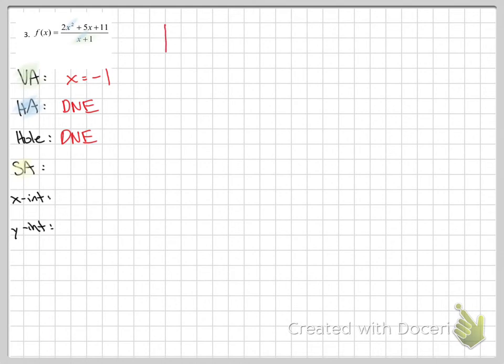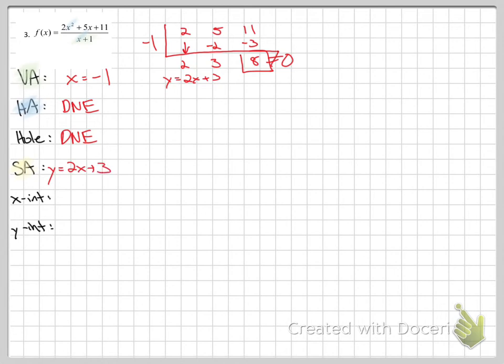So synthetic division to figure out if I have a slant asymptote. 2, 5, 11, opposite, negative 1 for the outside. Bring down the 2, multiply, add, multiply, add. This is the remainder and it does not equal 0, so I do have a slant asymptote, and it's y equals 2x plus 3. Copy that down because I'm going to erase my work because I need the space.